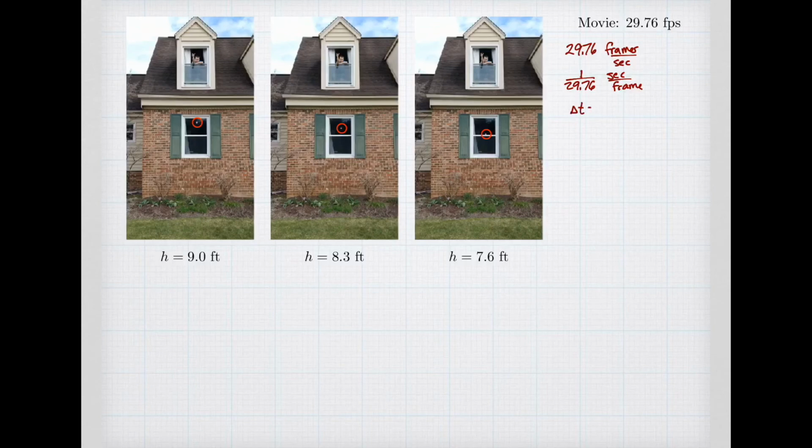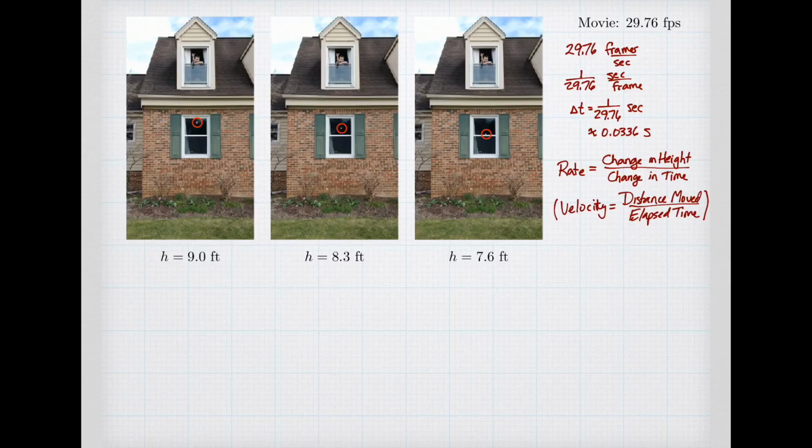So my increment of time between these frames is 1 over 29.76, that's in seconds, which is approximately 0.0336 seconds. So this is going to be the amount of time that passes between my frames. Now, I want to think about how do I measure a rate of change? Well, a rate corresponds to a ratio of the changes. So here it's going to be the change in height divided by the change in time. You might also remember this from the idea that velocity is the distance traveled over the time it's passed.